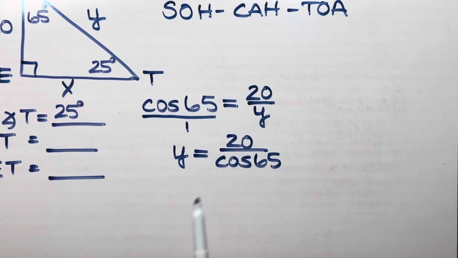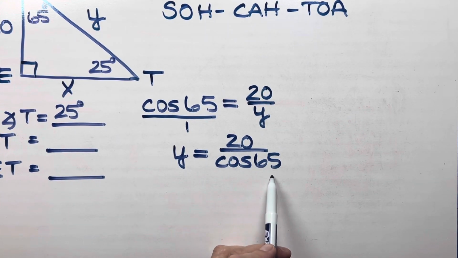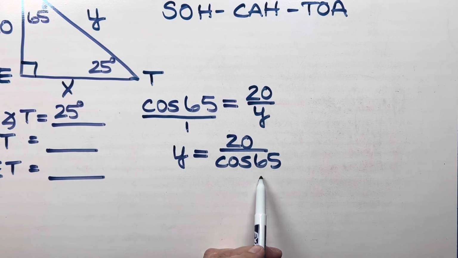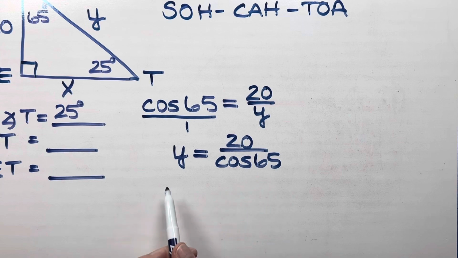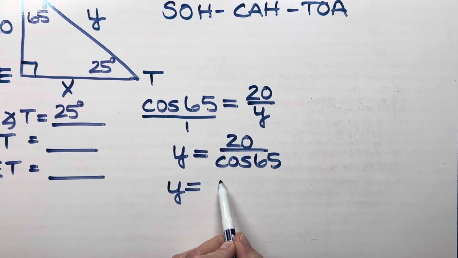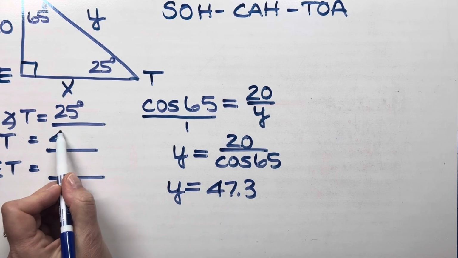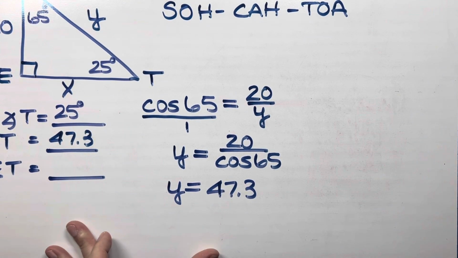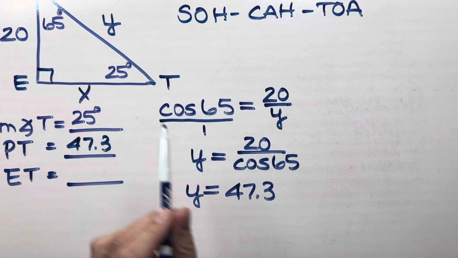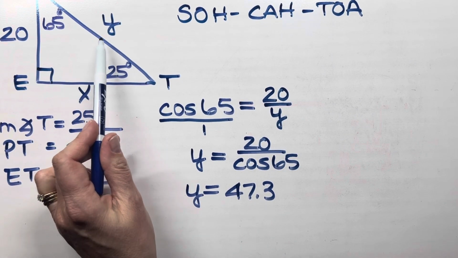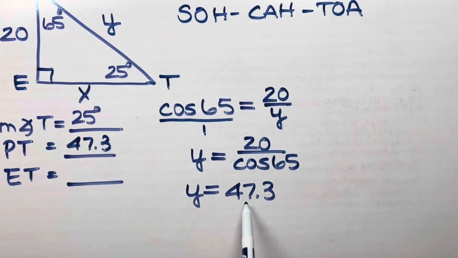So on your calculator, you are going to enter 20, divide by the cosine of 65. If you're using a graphing calculator, make sure you are in the degree mode. And you should get Y is equal to about 47.3. So Y was our PT. So 47.3. Now, I'm just looking, and since this is my hypotenuse, this should be the longest side. 47.3 is definitely bigger than 20, so far that looks good.